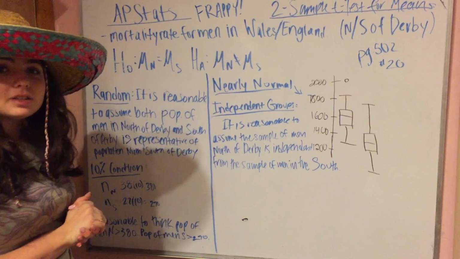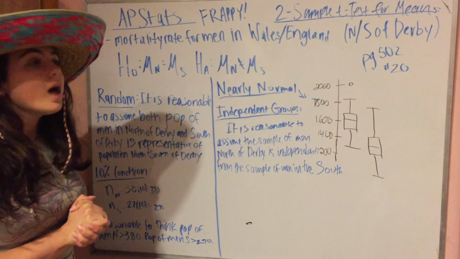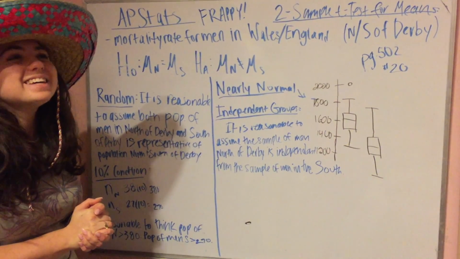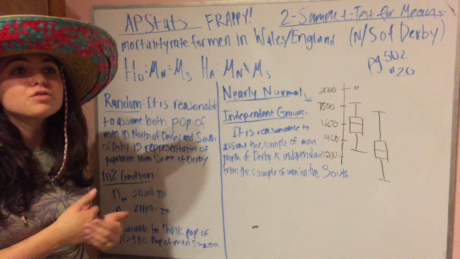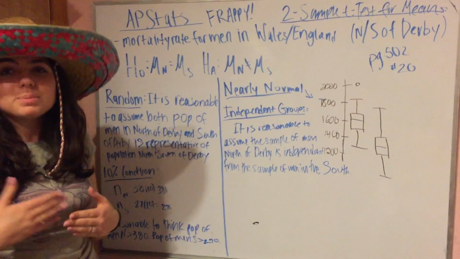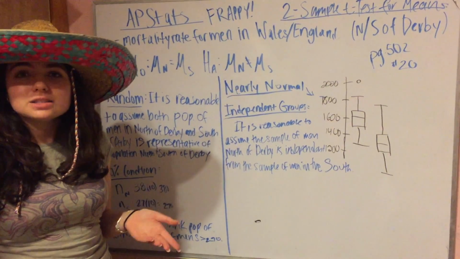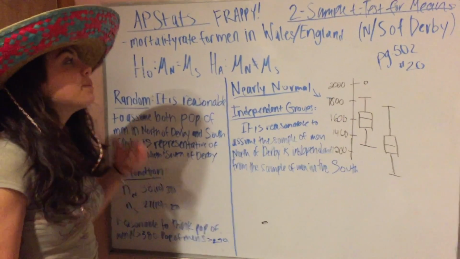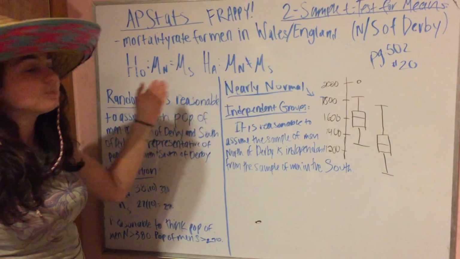You use that phrase for every single two-sample t-test for means that you do. It is reasonable to assume that the sample of whatever you are dealing with is representative of the population of whatever you are dealing with. Even if it doesn't say so in the problem, you just say it anyway because it's reasonable to assume. But if it does say it in the problem, you say stated because clearly it's in the problem.